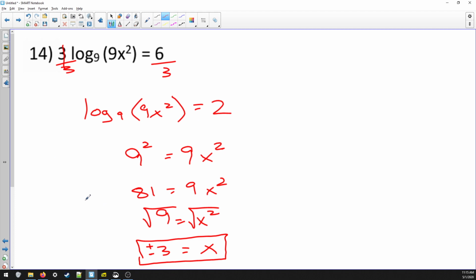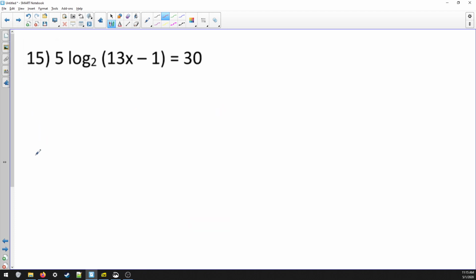Okay? So problem number 14. And again, if you have any questions as we're going, feel free to post those. This one looks pretty straightforward, right? This one's the same thing. I have that 5 on the outside, right? Problem 15. Excuse me. So I'm going to divide that away. On the other side, I'm going to divide.